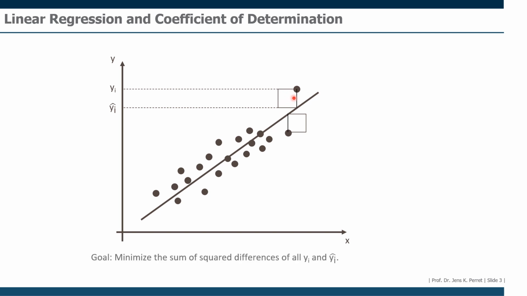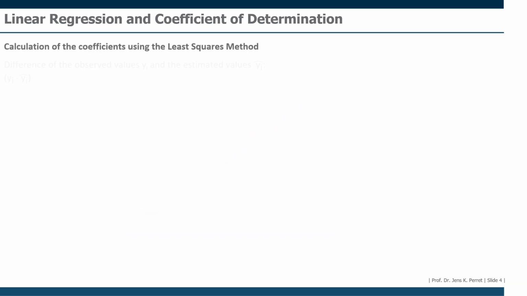Our goal then, well, take the sum of all the squared differences and minimize this. That's what we're going to do next. Actually calculating the sum of the squared differences for all of our data points and then minimizing this sum. Mathematically, this is called the method of least squares.